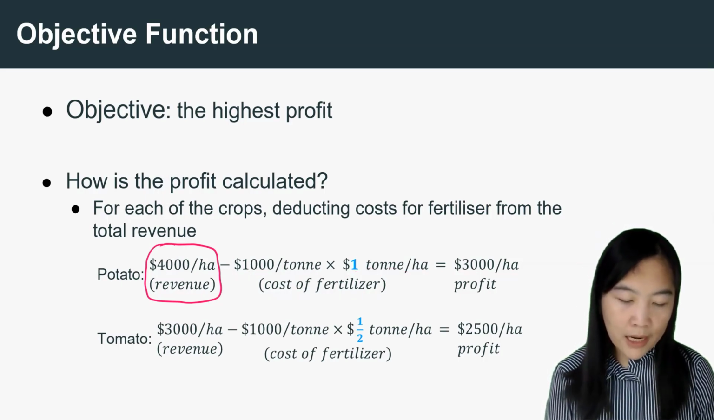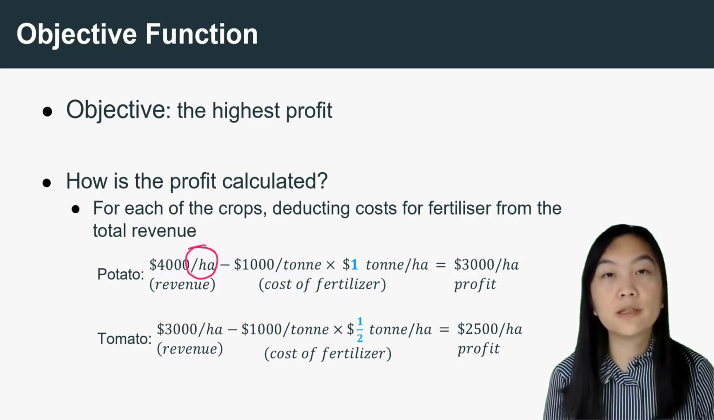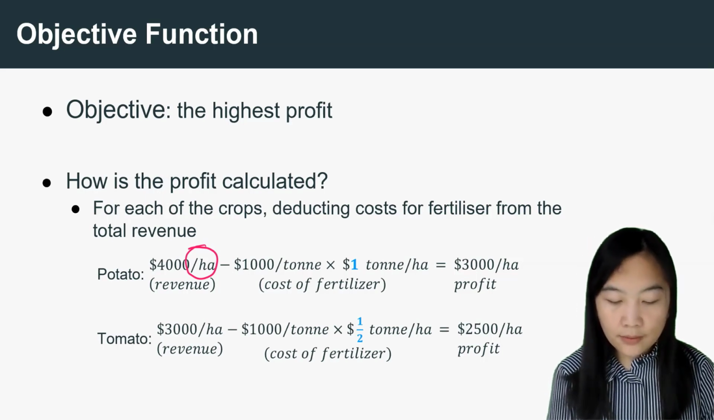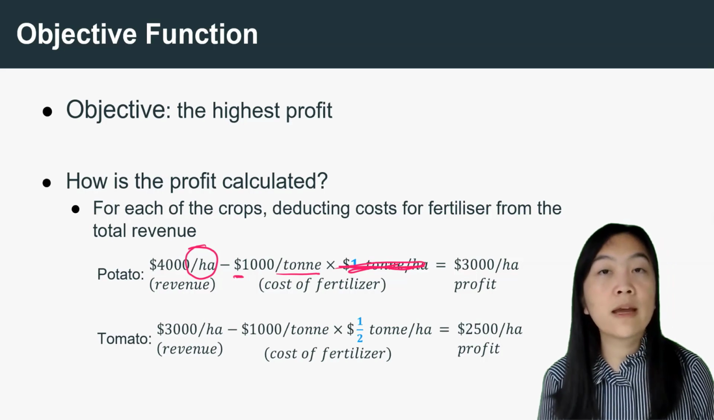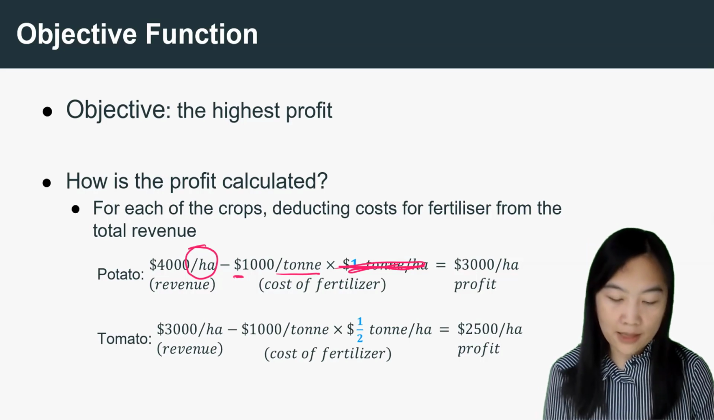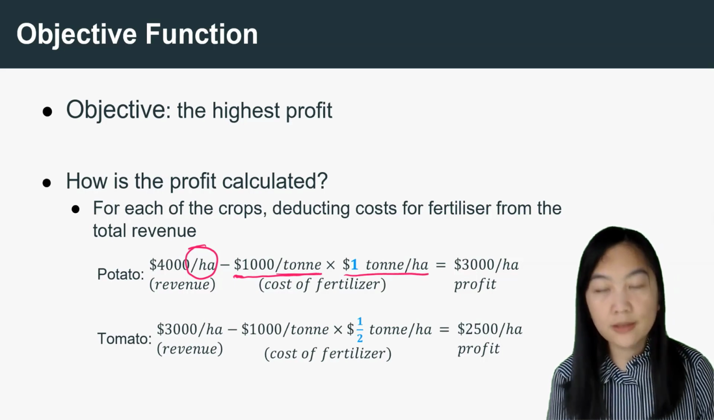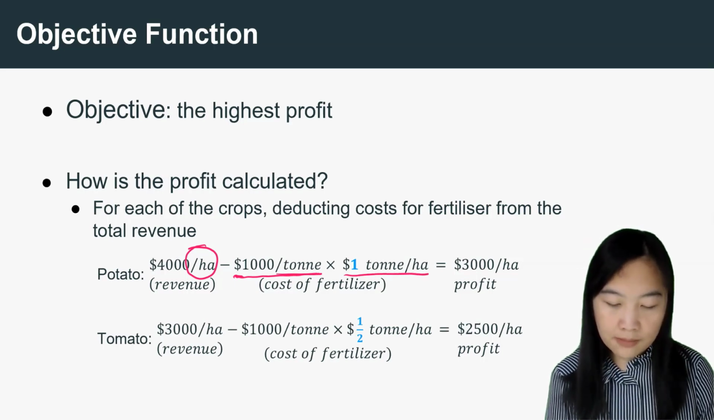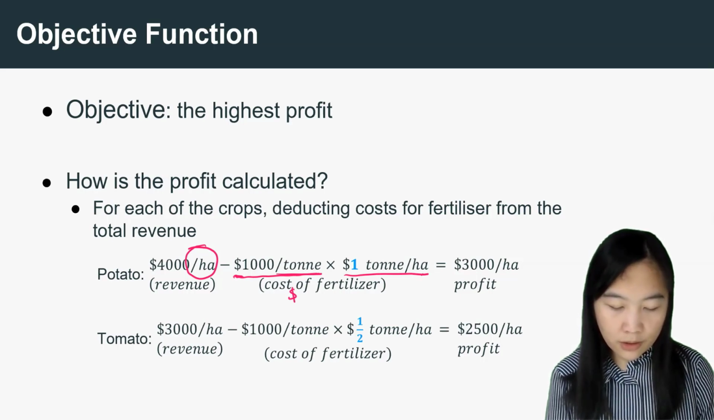You want to check that your units will match, because the revenue is in dollars per hectare, and the cost here is in dollars per ton. So if you don't have that information, the units actually don't match. One is dollar per hectare, the other is dollar per ton. However, if you multiply this unit cost by the rate that's applied, which is ton per hectare, then the unit you get will also be dollar per hectare.